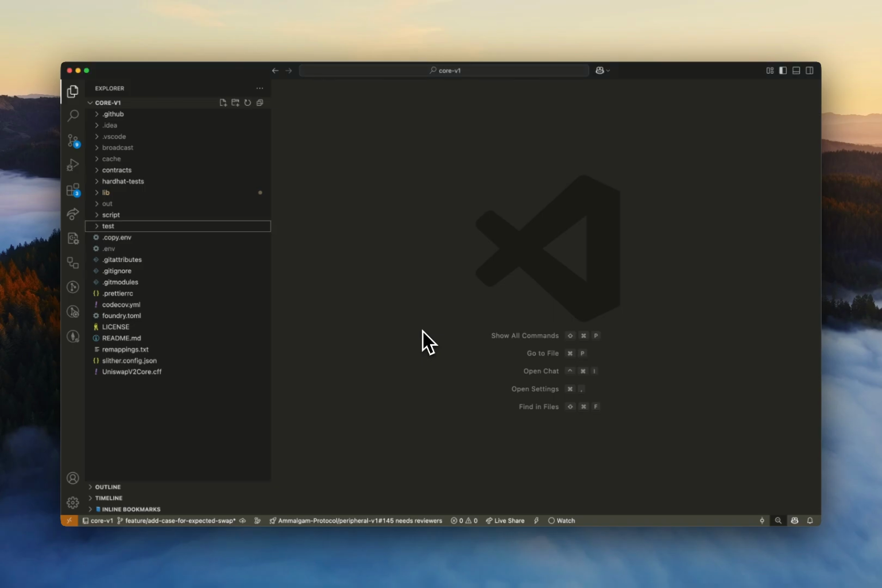Hey everybody, doing an introduction of the code base from Ammalgam. This is our first version of our code, and just very high level, before we get into the actual nitty gritty of the code, a brief explanation of Ammalgam.